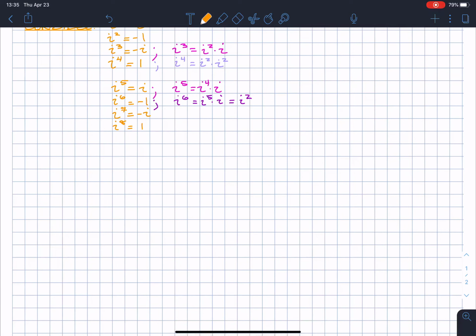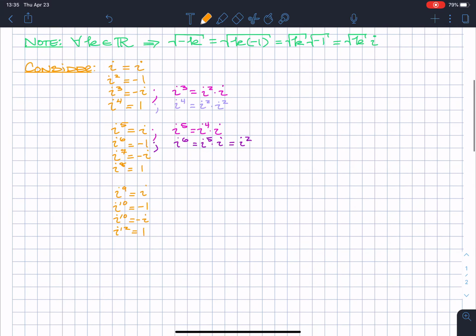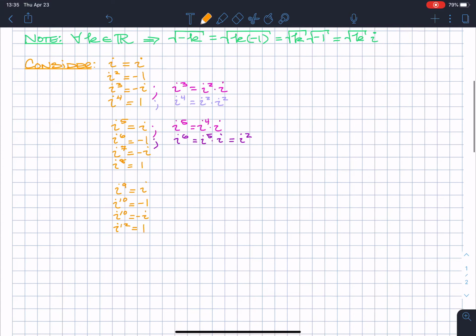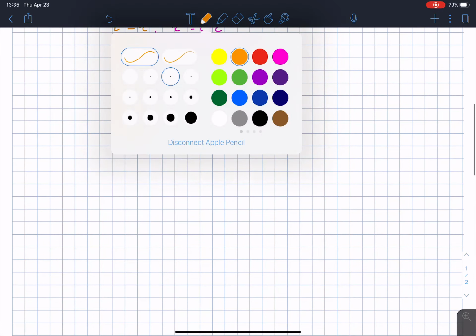So this is interesting. If I went i to the 9th, I would have i to the 8th, which is 1 times i, which is i. i to the 10th would be i to the 9th, which is i, times i, which is i squared, or -1. Do you see a pattern here? i to the 11th will be -i, and i to the 12th will be +1. So what's happening is we get a cycle of 4.